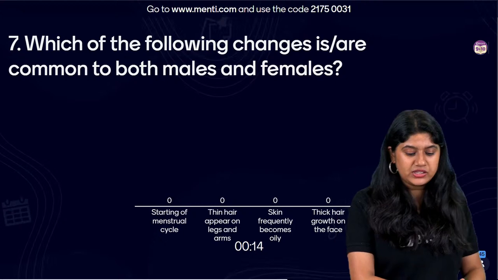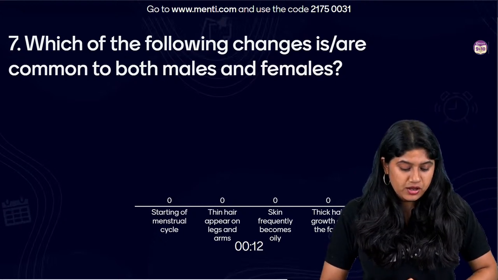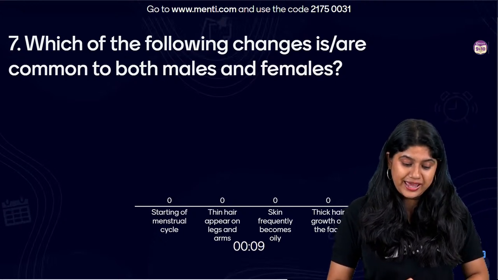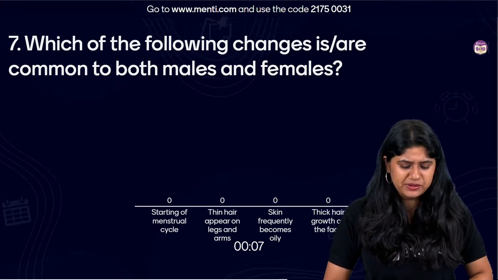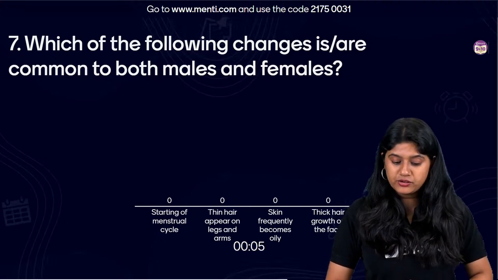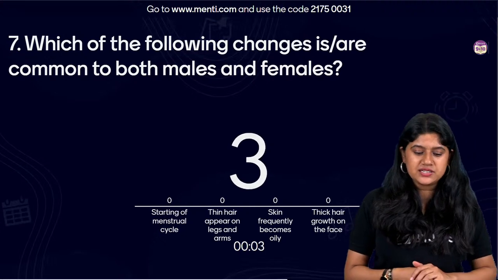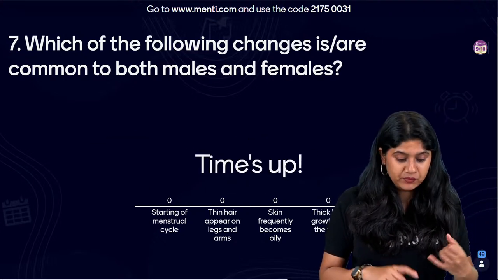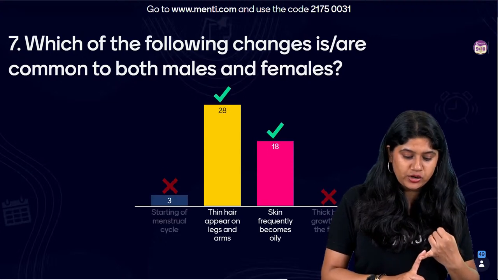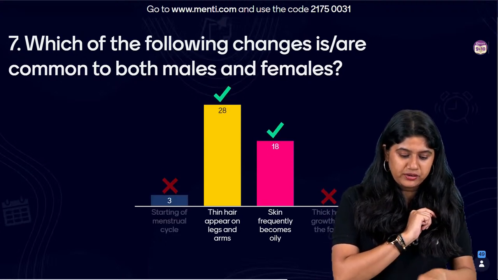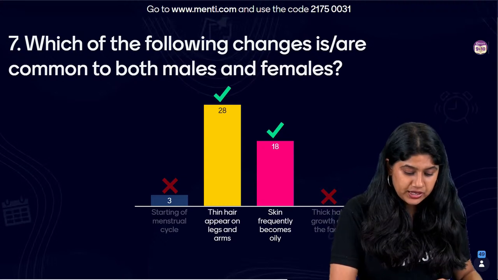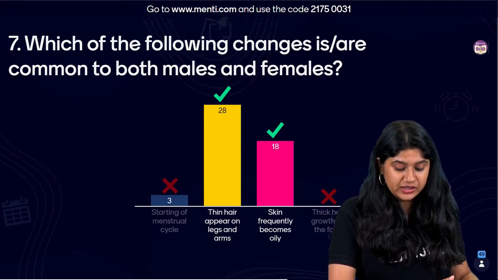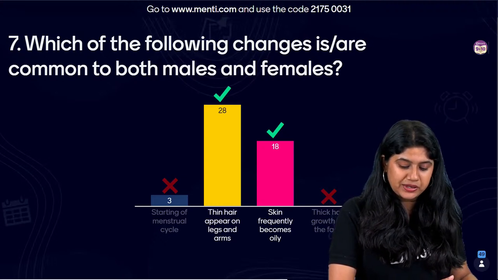So of course, we have the starting of the menstrual cycle, thin hair appearing on the legs and the arms and skin frequently becoming oily, and thick hair growing on the face. This is a very easy question. The common things we will see in both male and female are that thin hair appears on the legs and the arms, and skin frequently becomes oily.